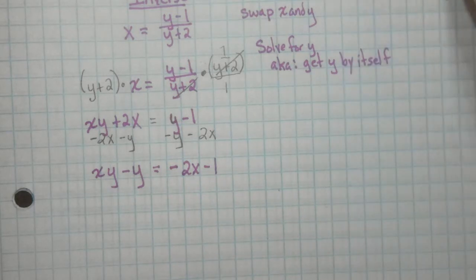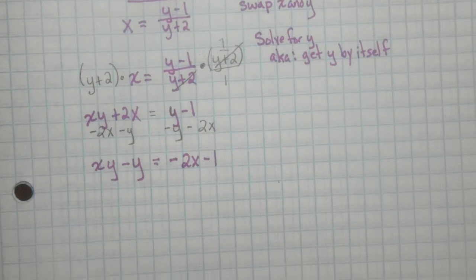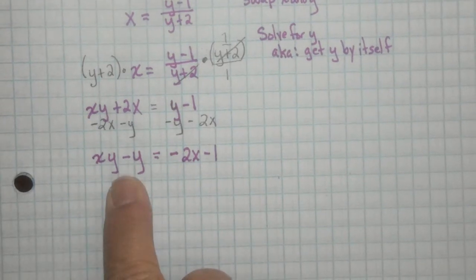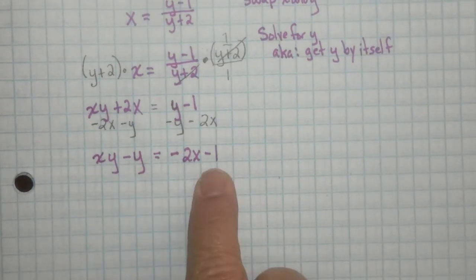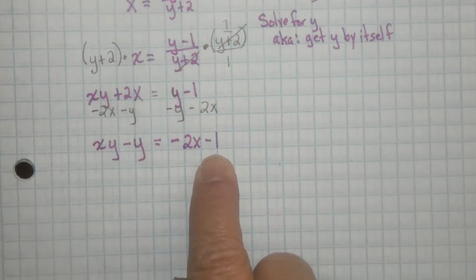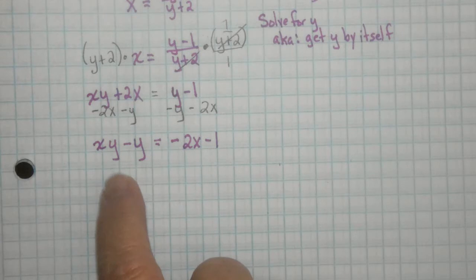Doesn't look like we're making too much progress at a quick pace, but do we have all the y's on one side and all the non-y terms on another side? So we are headed in the right direction. But I'm still trying to isolate this y. I'm trying to get it by itself.